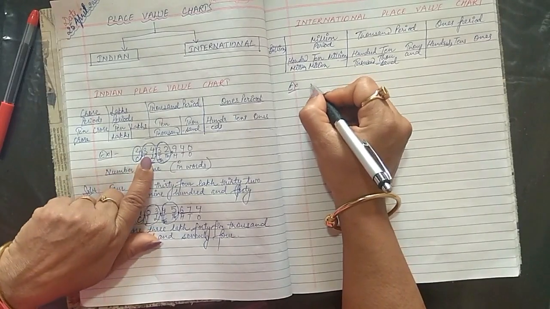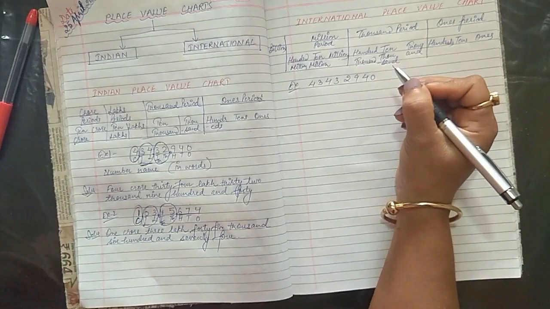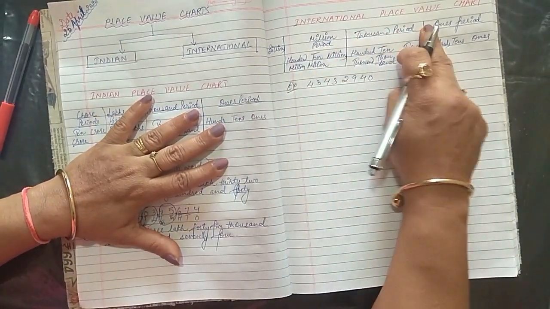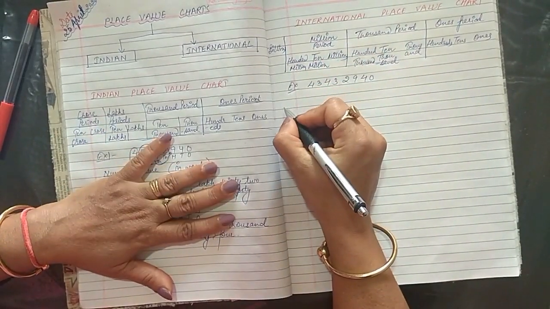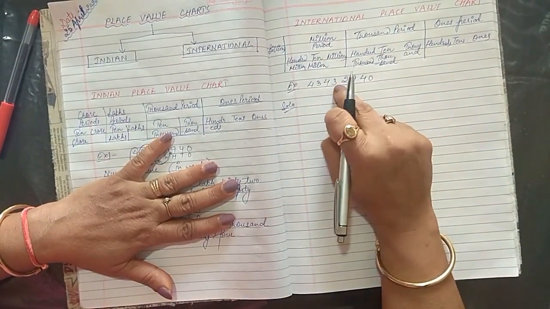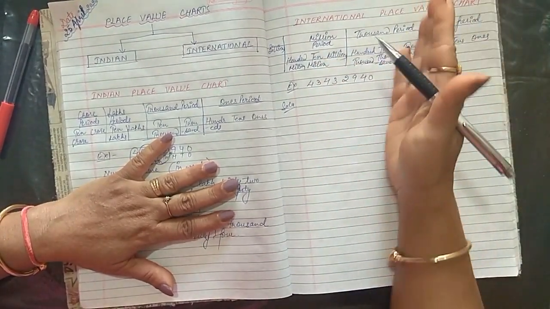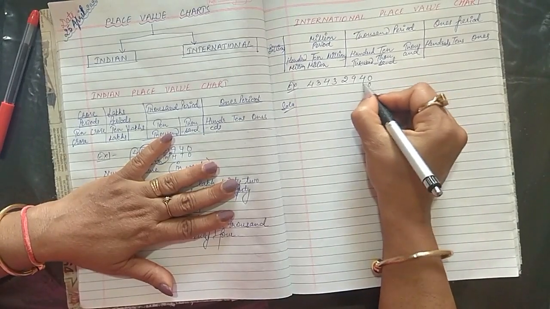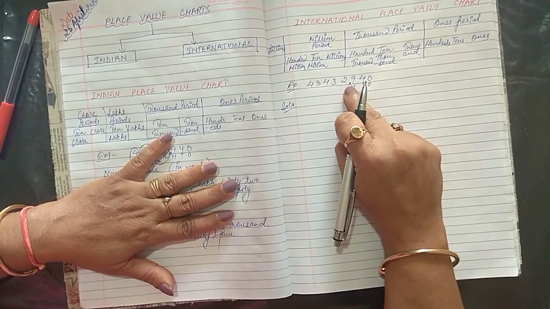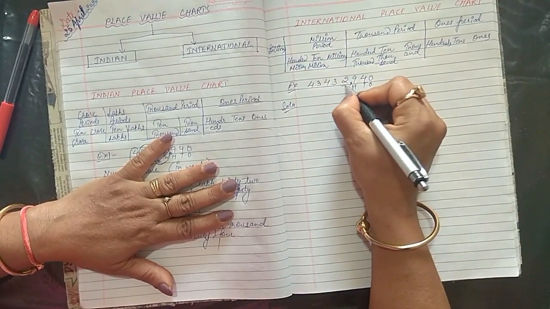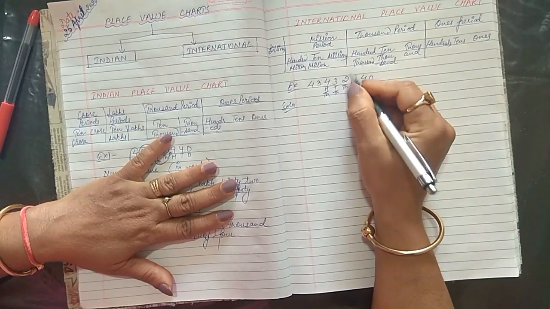Suppose we have given one example over here. Let's take the same number over here. 4,34,32,940. It comes in your exam to write this number according to international place value chart. Steps are just same. What you have to do? You have to put commas according to the international place value chart. Okay. Let's start from the right side. This is ones, tens, 100. One period is over. So we'll put comma over here. Then comes 1,000, 10,000, 100,000.